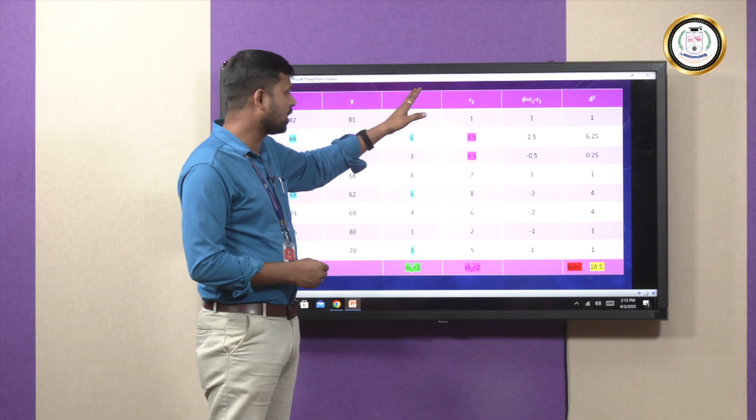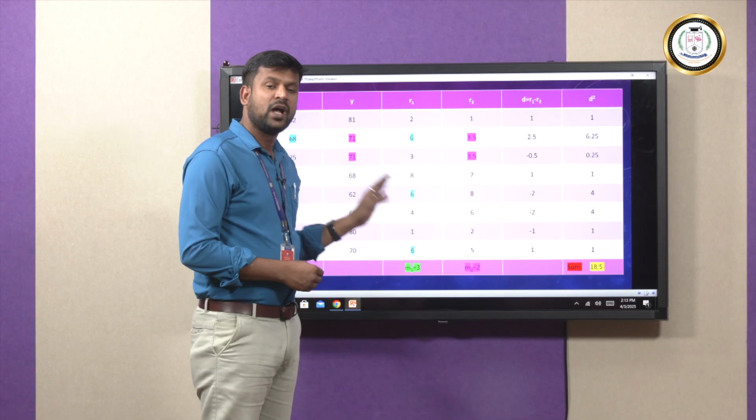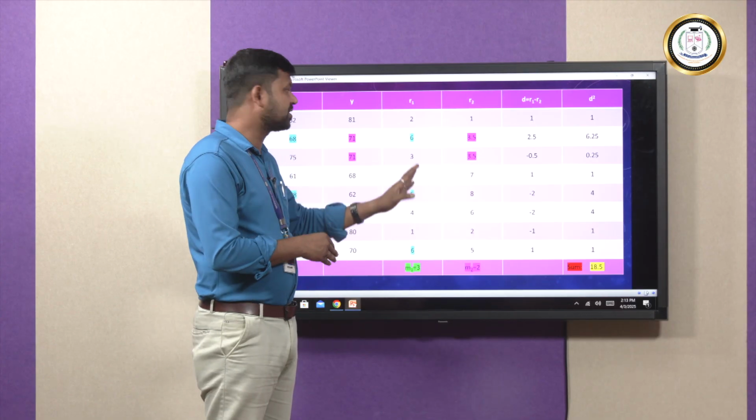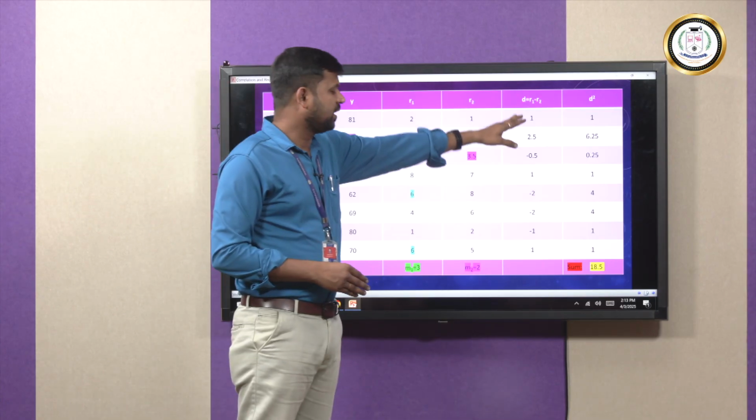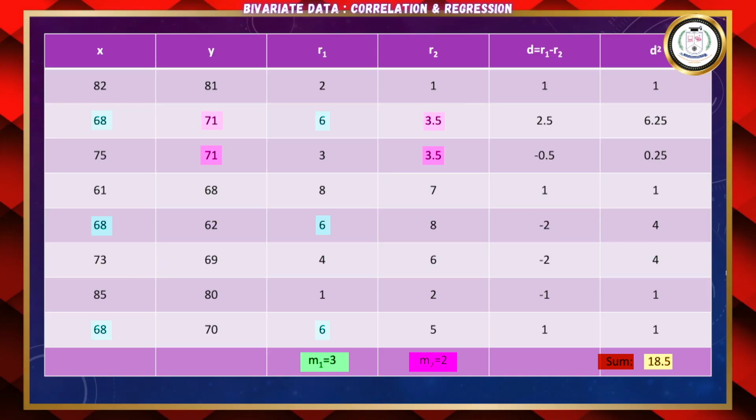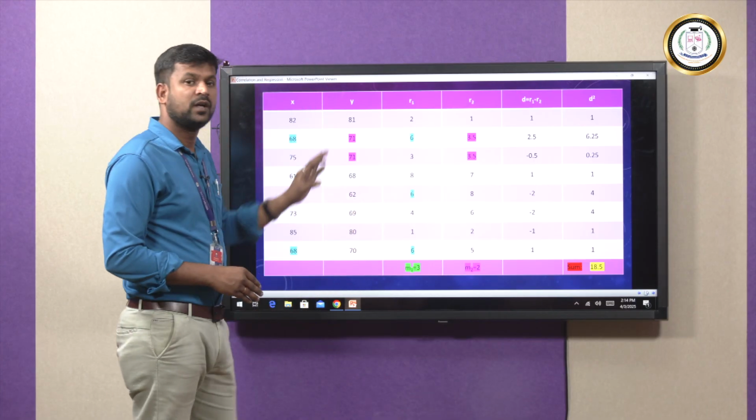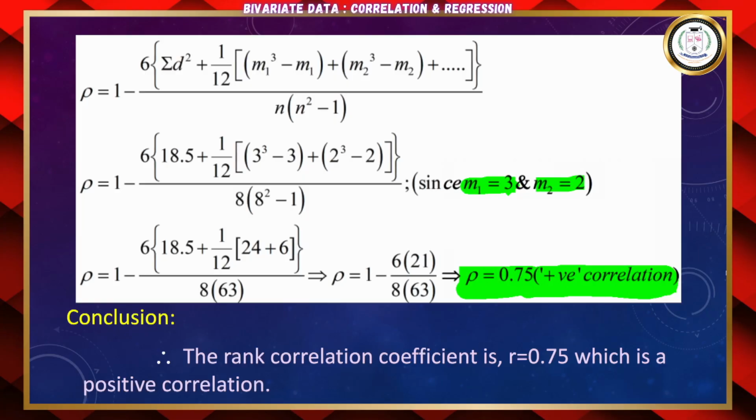So now we have calculated R1 as well as R2. After that we know what to do, find the deviations R1 minus R2 or R2 minus R1, both are okay. So D we have found. Then obviously we are going to square the terms, D square, so 1 and so on. Take the summation for this, we have 18.5 which is the sum of the deviation square. Then the formula as usual we have already discussed.